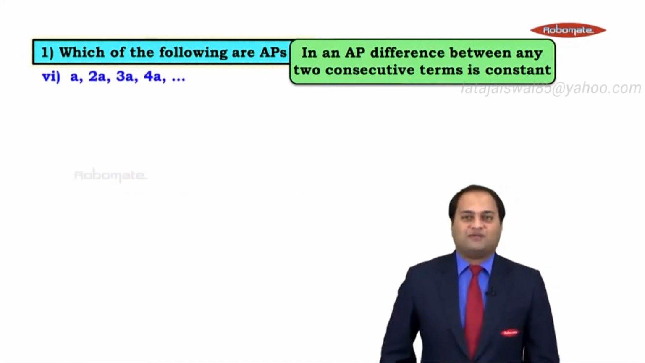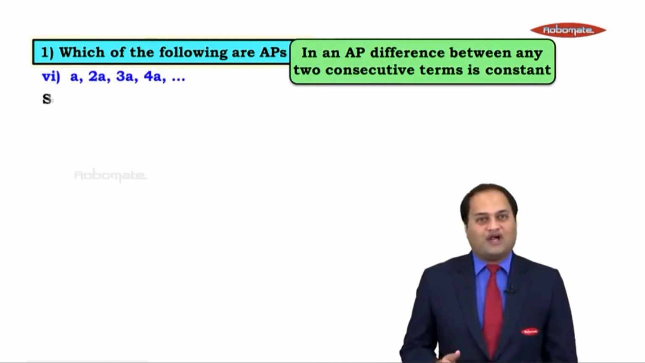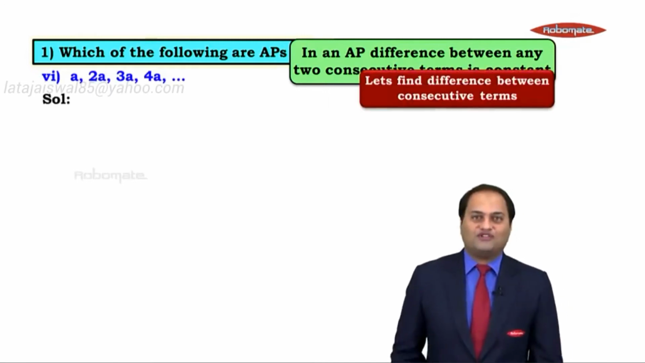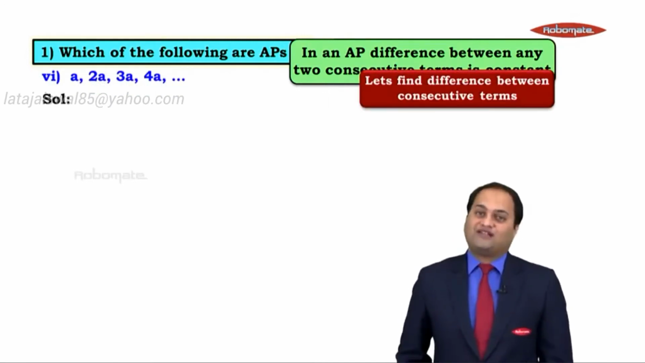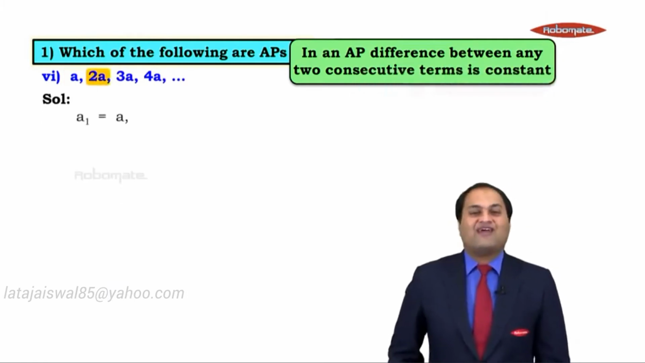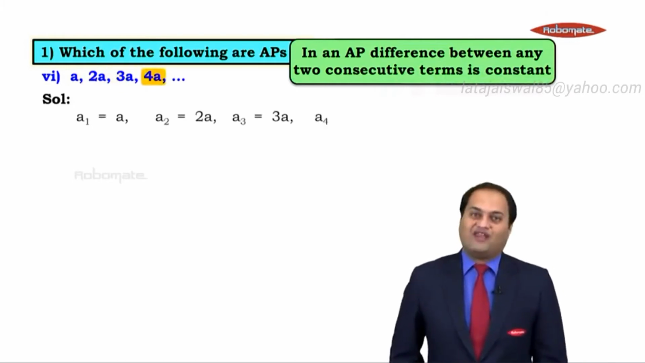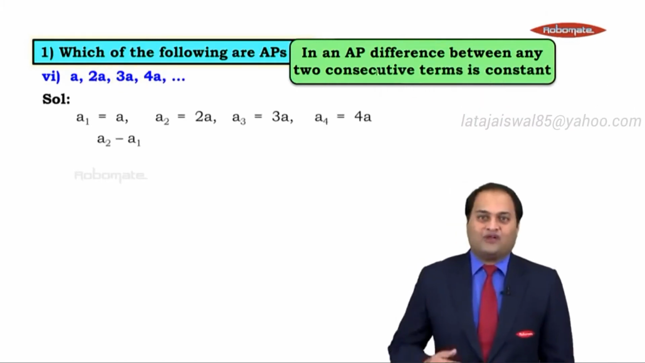The next sum is sum number 6: A, 2A, 3A, 4A. How do we start? We need to find the difference between the two consecutive terms. But before that, let's give it a denotation. A1 is equal to A, A2 is equal to 2A, A3 is equal to 3A and A4 is equal to 4A. Now let's find the difference.